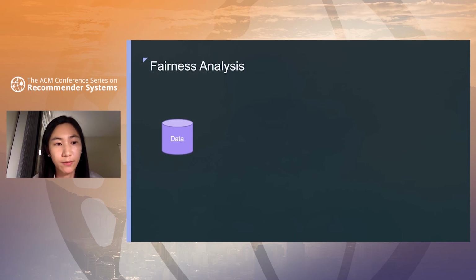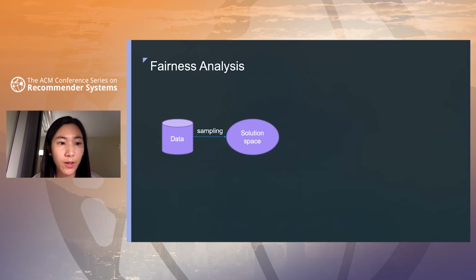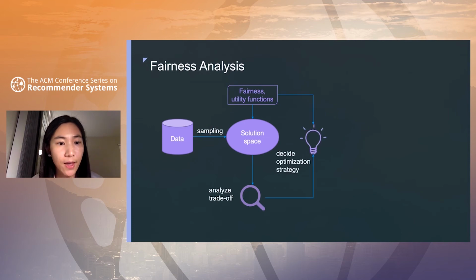Let's start with data. Before we do any system building, we need to understand the characteristics of the data. In fact, we can derive from the data the solution space, which tells us the possible outcomes given the fairness constraints and the utility functions. This will help us analyze the trade-offs between the utilities and make decisions about which optimization policy we should use. Should we jointly optimize for both utility and fairness? Should we simply have a fairness constraint and then maximize for utility?